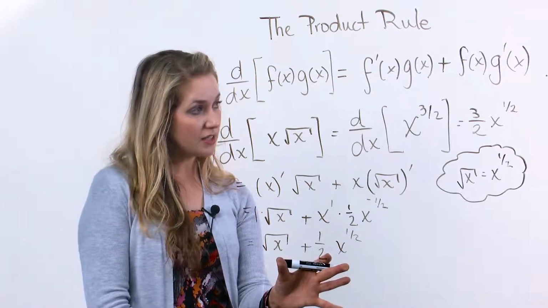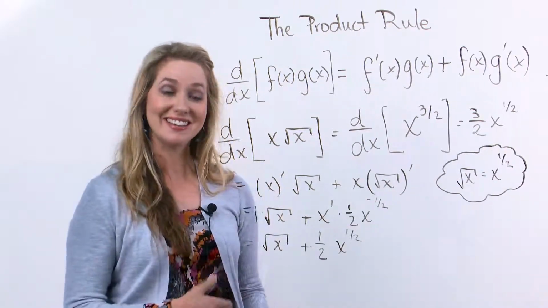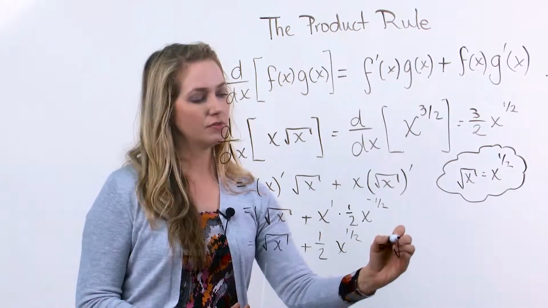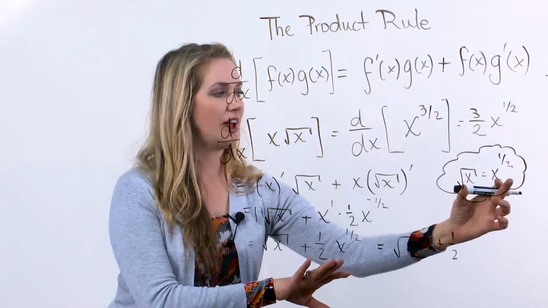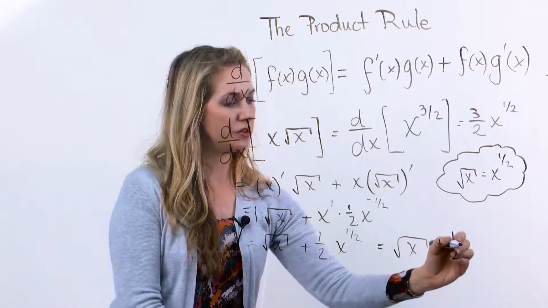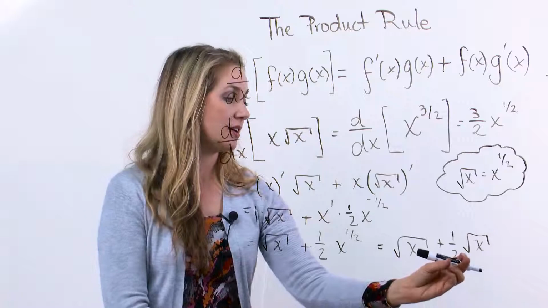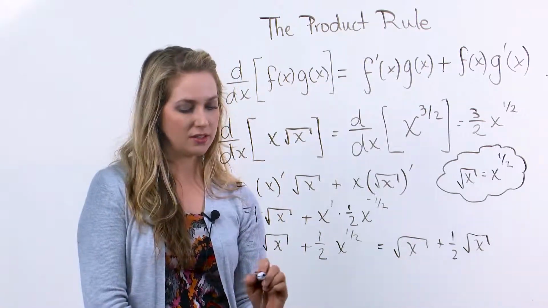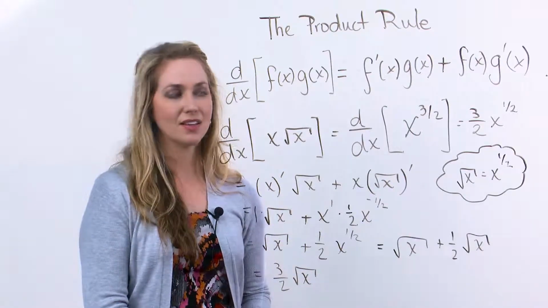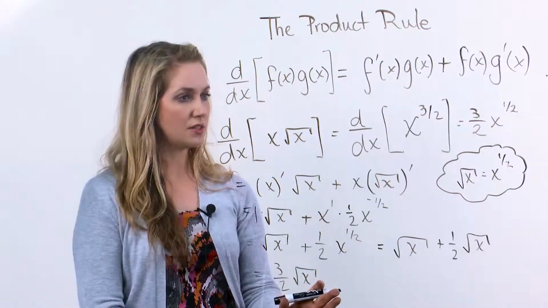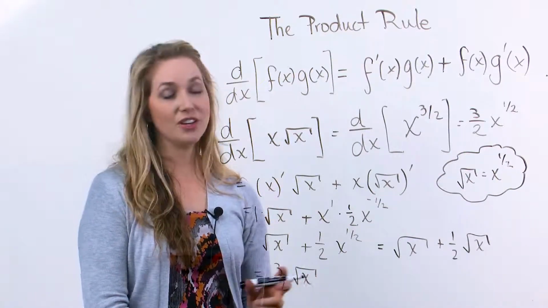This still does not seem to be the same thing as what we have when we worked the problem a different way, but it is. I can remember that the 1/2 power from this fact here is the square root. And 1 times square root of x plus 1/2 square root of x is 3/2 square roots of x. So whichever way you work this, either using the power rule or using the product rule, you get the same answer.